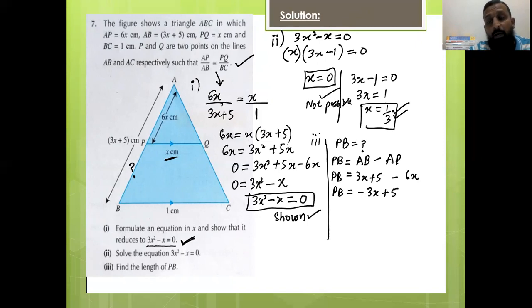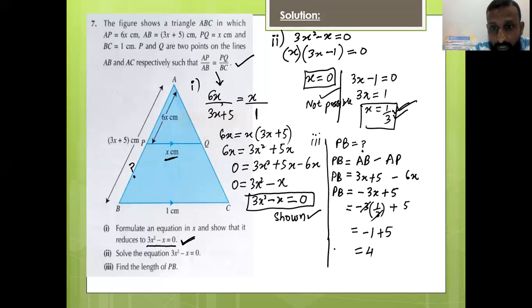But they ask us to find the real length of it. So we can plug in the value of x we just found in the previous part, x equals 1 upon 3. So I'm putting the value of x as 1 over 3 and see what I get. 3 ones are 3, 3 ones are 3. So finally I have negative 1 plus 5. 5 minus 1 is 4. So the required answer for the length PB is 4 centimeters.